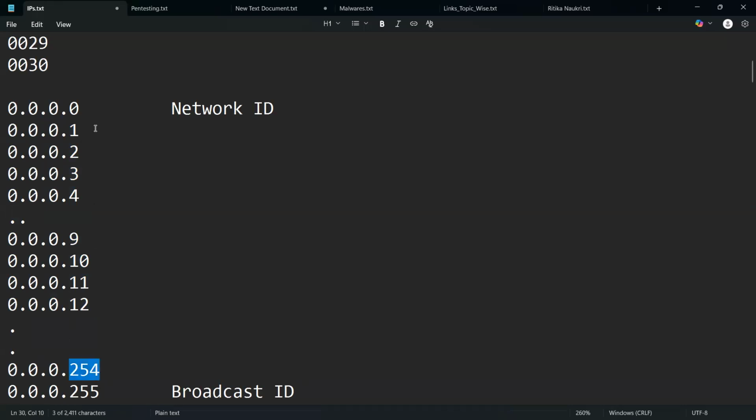Then the first IP is usually given to the default gateway. The default gateway is nothing but your router. So excluding the router, you have the other 253 IPs. But the usable IPs will always be 254. The 0th IP is called the network ID, which you shouldn't assign to any system. The 255th IP is called the broadcast ID. You should not assign this either. You cannot assign it, actually. So the only usable IPs you'll have are from 1 to 254.